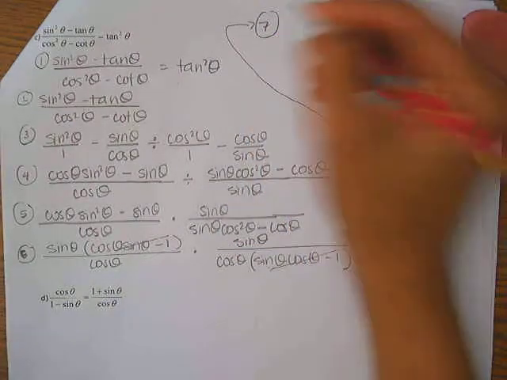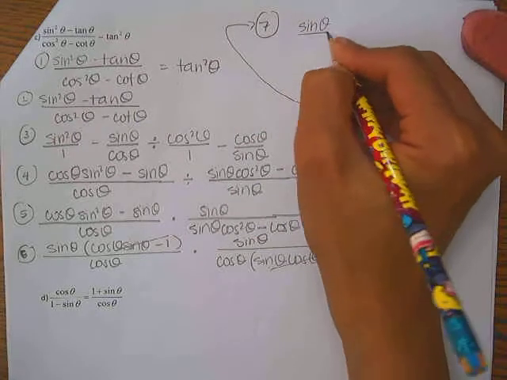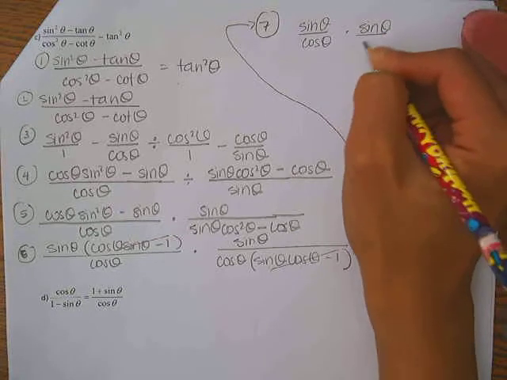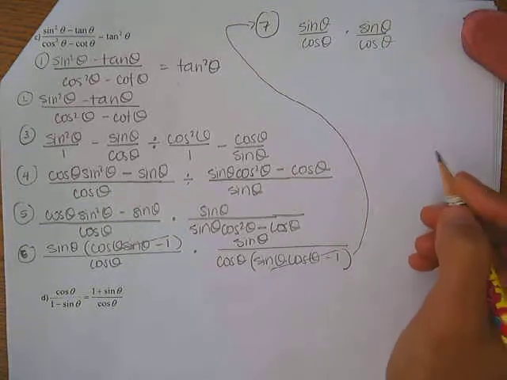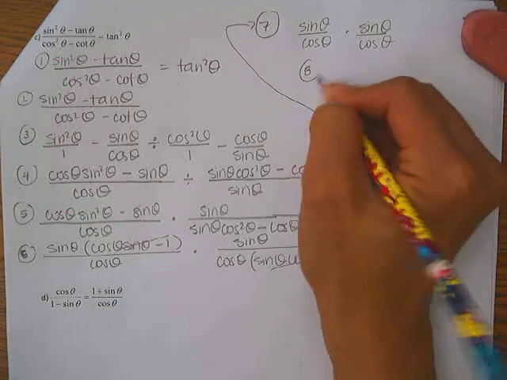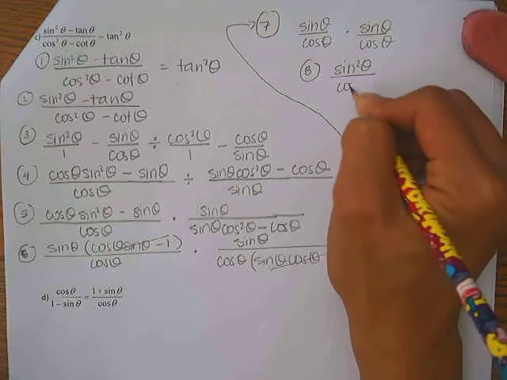Step 7. Since those will cancel, now I have sine of theta over cosine of theta times sine of theta times cosine of theta. And, oh, multiply across. That gives me sine square of theta times cosine square of theta.